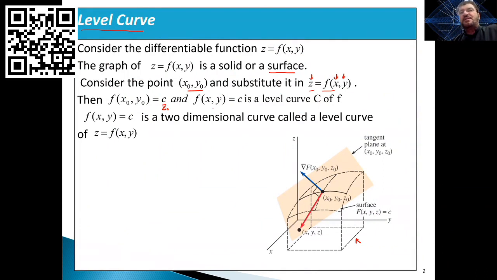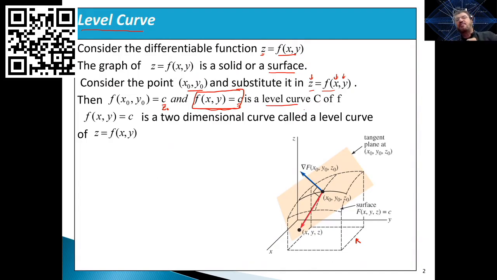Then what's going to happen here? This will take me to a new equation, f of x, y, and instead of z, we call it c. So this is going to be a function in two variables, in two-dimensional space. And we know that the graph of this function is nothing but a curve. And this curve will be called a level curve.